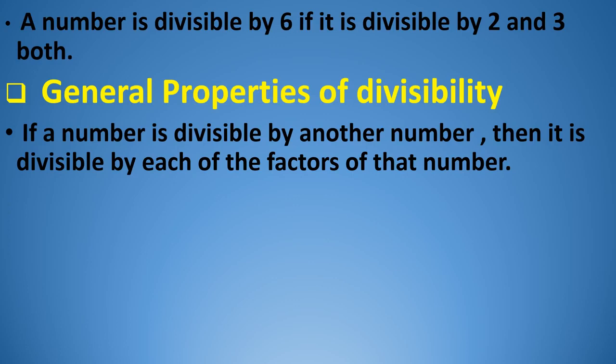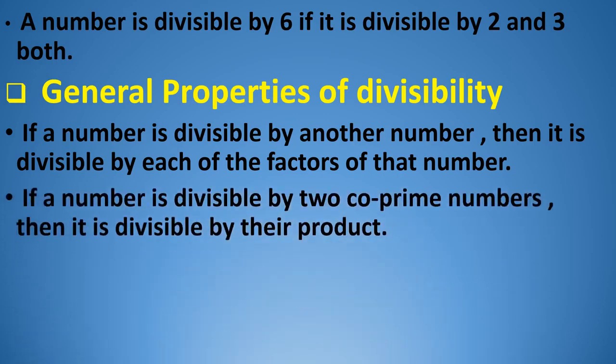Second is, if a number is divisible by two coprime numbers, then it is divisible by their product also. Coprime numbers, you know, are those whose only common factor is 1. Suppose a number is divisible by 2 and 5 both, just like 10. 10 is divisible by 2 and by 5, and 2 and 5 are coprime numbers. Then that number is divisible by their product also, that is 2 multiplied by 5.